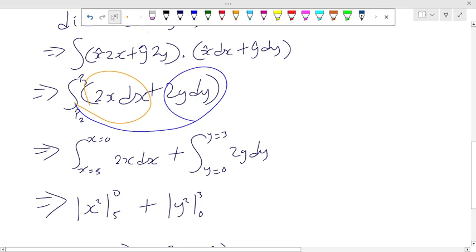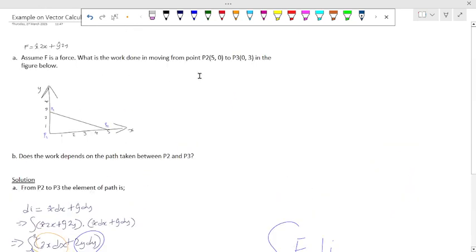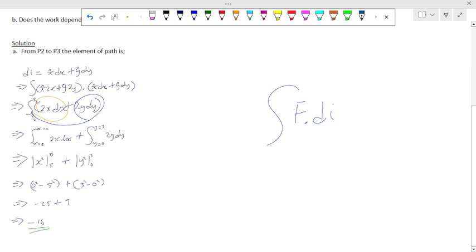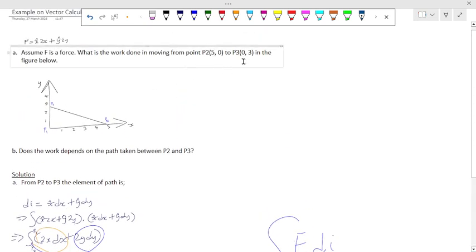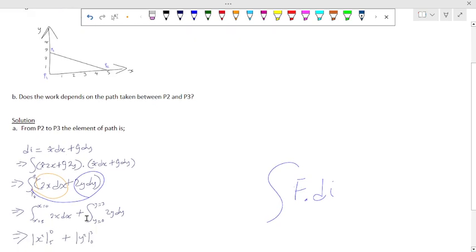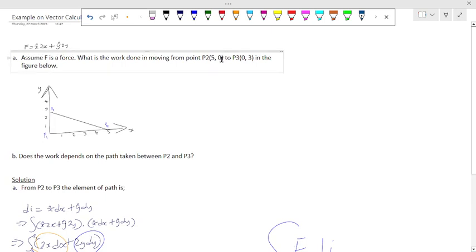And we can see from the diagram that for x, x1 is 5, x2 is 0, y1 is 0, y2 is 3. So that's how we have it: 5 to 0 for x, and for y, 0 to 3. Look at it, 0 to 3. Are we seeing it?